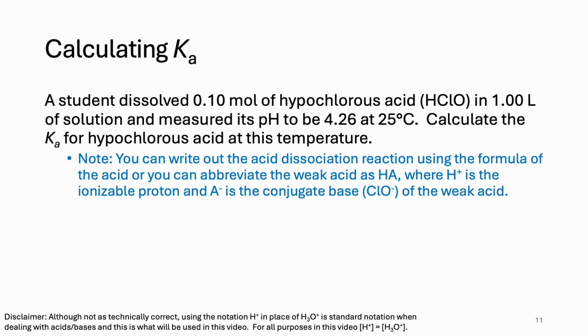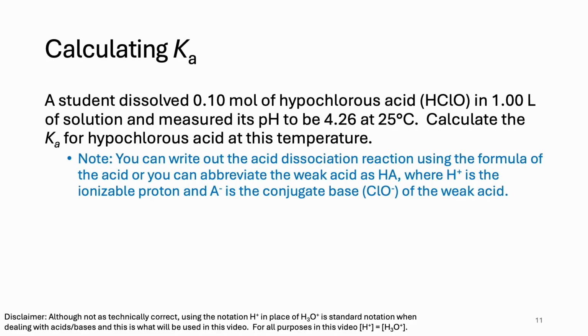So let's get into some examples involving weak acid equilibria. And let's start by calculating Ka if we're given some experimental data. So here we have dissolved 0.1 moles of hypochlorous acid in 1 liter of solution. Equilibrium has been established, and the pH of this solution is measured to be 4.26 at 25 degrees Celsius. Let's calculate Ka for hypochlorous acid at this temperature.